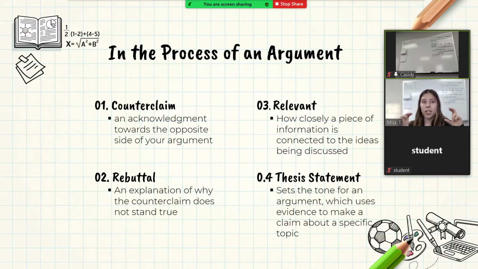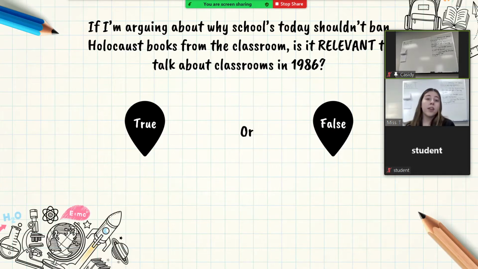It just has to be a decent amount of words. I would say probably the max would be 3. I've never seen a thesis statement more than 3 sentences, not including semicolons, but I think it's more understandable if I say one sentence, so it stresses the importance of a thesis statement. Okay, so if I'm arguing about why schools today shouldn't ban Holocaust books from the classroom, is it relevant to talk about classrooms in 1986?